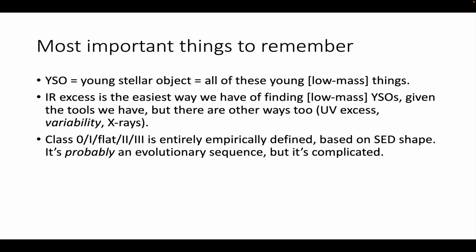YSO is a young stellar object, and that refers to all of these young low mass forming stars. IR excess is the easiest way that we have right now within our NITARP projects of finding low mass young stars, given the tools that we have. But there are other ways to do it too. You can look for UV excess or variability or X-rays. There's lots of ways to do it. The class 0, 1, flat, 2, 3 is an entirely empirically defined sequence based entirely on the SED shape. It's probably an evolutionary sequence, but it's complicated.